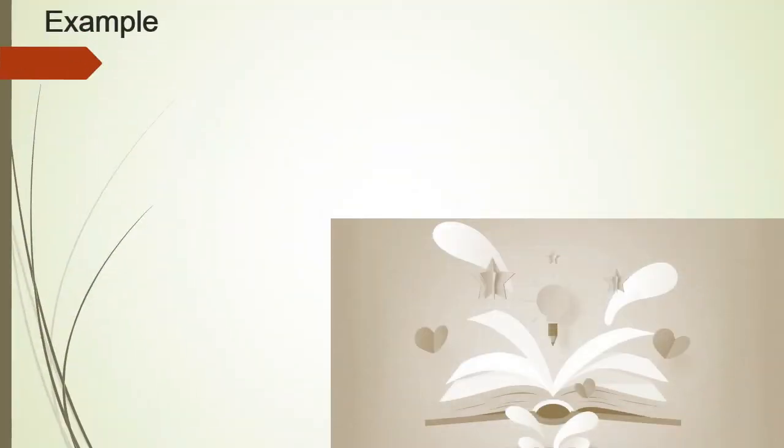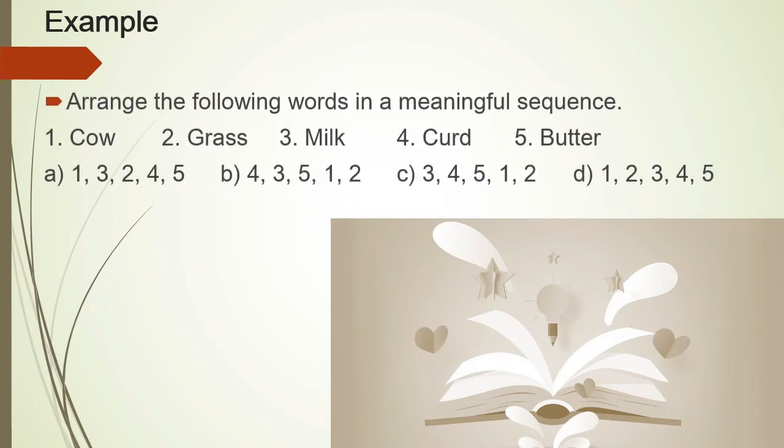We'll look at an example for logical sequence of words. So the question is, arrange the following words in a meaningful sequence. Number 1, cow. Number 2, grass. Number 3, milk. Number 4, curd. Number 5, butter. The options in the answers are based on the numbers before the words. You may guess the answer.